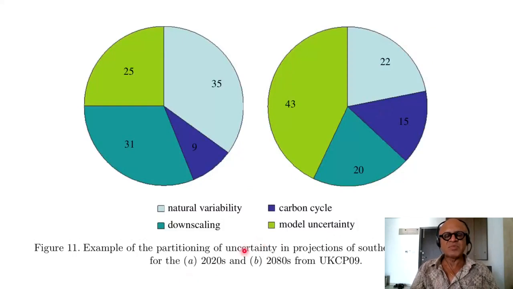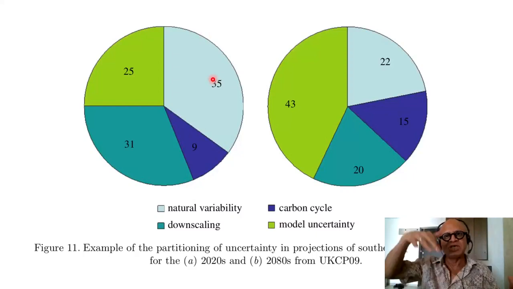The example from this paper by Julius Lingo and Tim Palmer is now showing examples of partitioning of the uncertainty in projections of Southeast England rainfall for the 2020s and 2080s using some model, UK model. So here you see that in the historic, in the 2020s, you have model uncertainty of 25%. Carbon cycle is adding a little bit here. Natural variability is a large noise in the system.